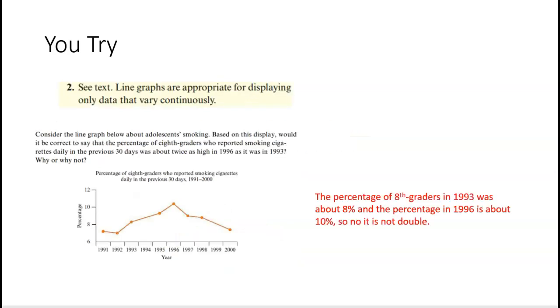And there we go. And when we come back, we'll explore some more data displays.